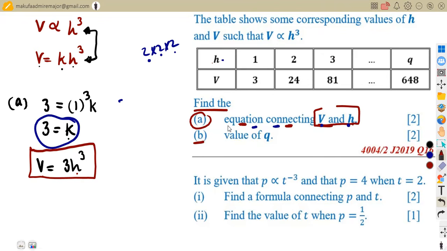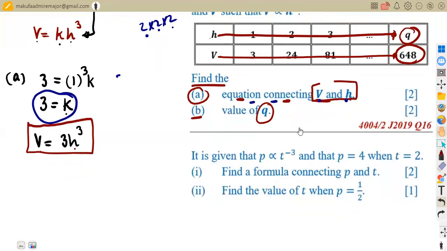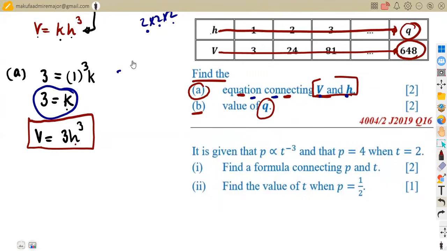Now the question is, find the value of q. What is q representing? Q is simply representing the value of h, when v at this moment is equal to 648. So this question was simply supposed to be, find h when v is 648, that is how they give us in our normal question. Now they give us a table like this. They're just corresponding values. So v is 648 there. H is the one that is represented by q. So you can just calculate h the normal way, then you know that h is representing q.